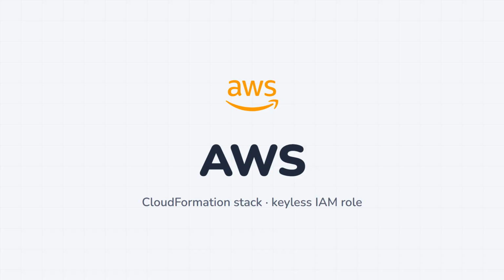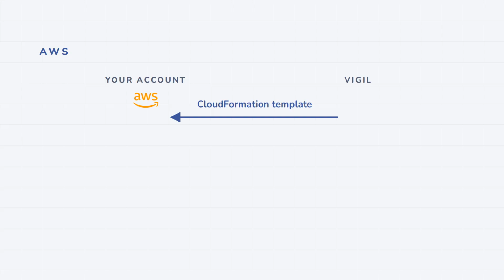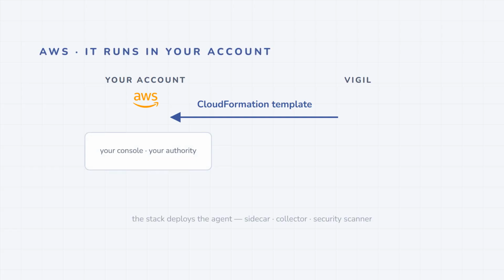In connections, you choose add account, then AWS. Vigil gives you a CloudFormation template. You launch it in your own AWS account. The stack does 2 things. It deploys a small agent and it creates a role that Vigil can assume.